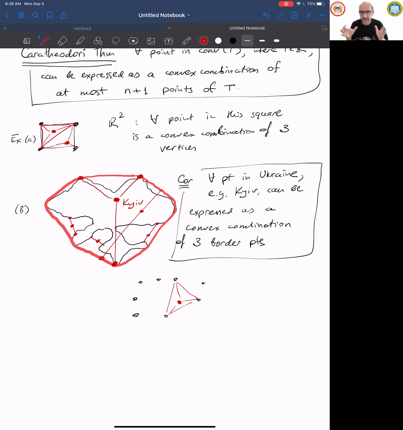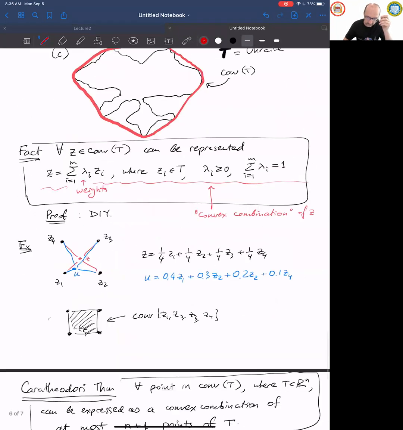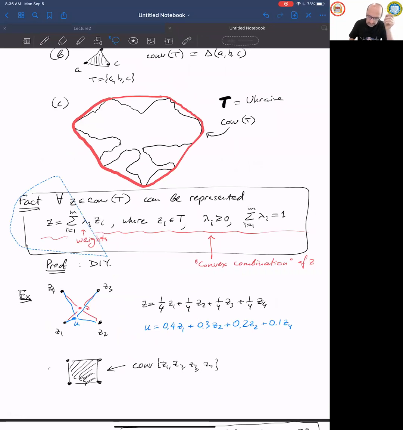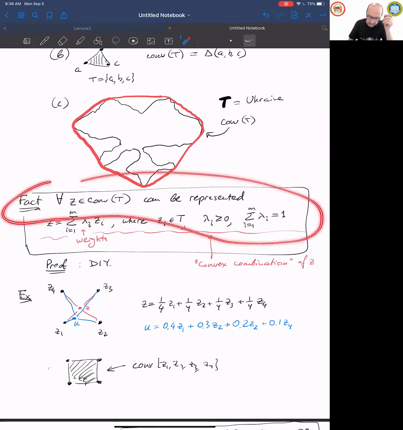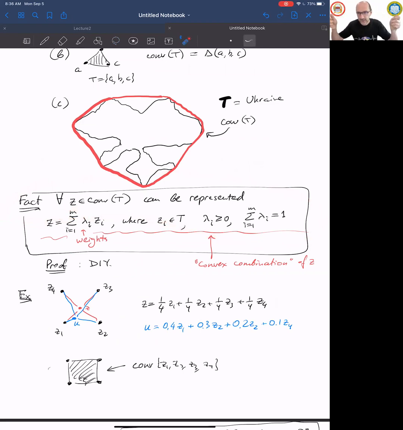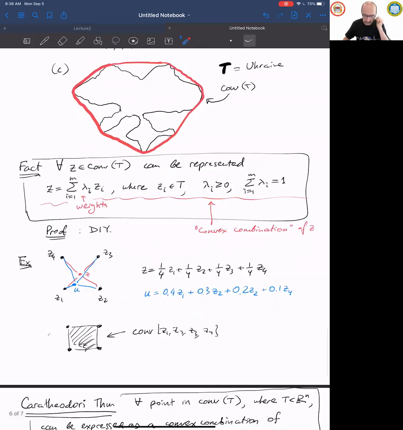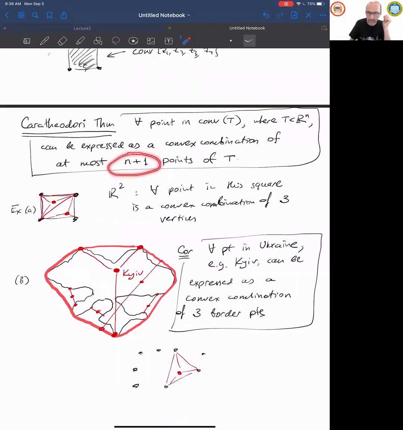Good. Okay, so the game, the significance of which I will tell a little bit later, is to lower the number of points that represent X. The definition of convex hull does not require any bound on the length here, but we would like to have the most economical representation. The most economical representation is attained by the Caratheodory theorem. It says that you can always take m less than or equal to n plus 1, and that is unimprovable.